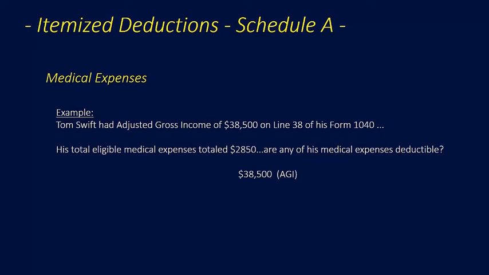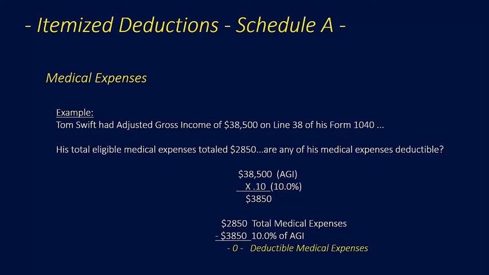Well, his AGI was $38,500. 10% of this figure, $3,850. His total medical expenses were $2,850 minus the 10% of his AGI, $3,850. In his case, none of his medical expenses are deductible. They did not exceed 10% of his adjusted gross income.